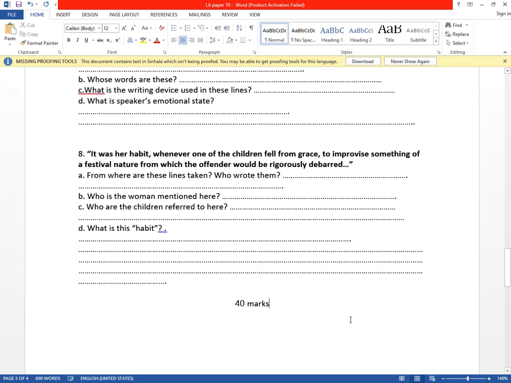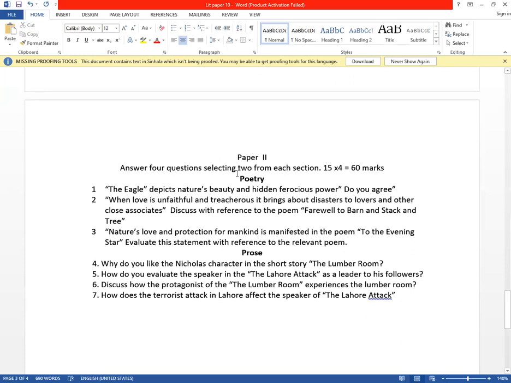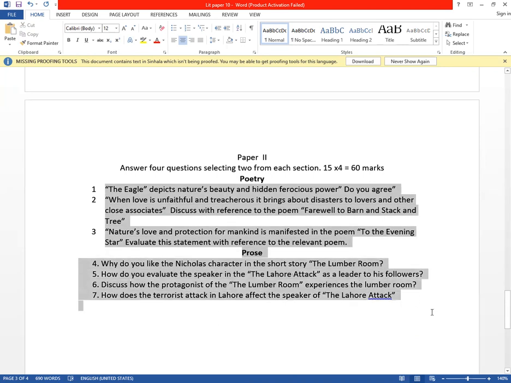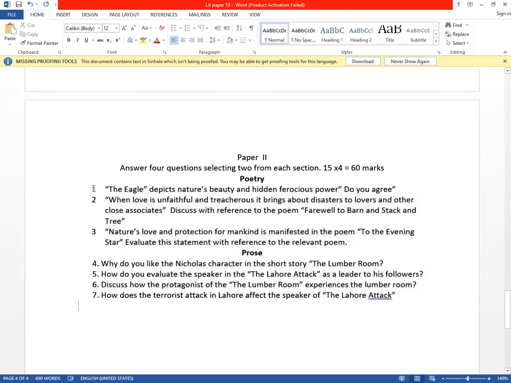Right? Then after that, in that paper, you have paper 2. These are the essay type of questions. There are 3 essay type questions from the 3 poems we studied, and 4 questions from the 2 stories we studied. Right? You will receive a question paper similar to this. This paper format will be decided by your school.